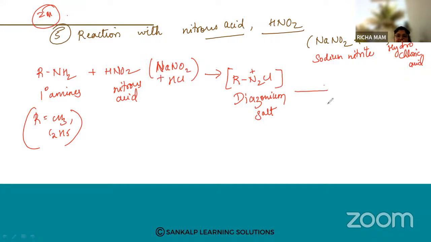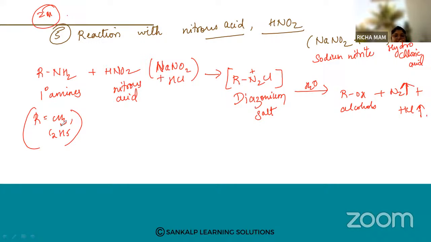This is the intermediate. We treat it with water. Then we get alcohols plus N2 gas plus HCl. So from primary amines, we can get alcohols by doing diazotization. This process is called the diazotization reaction. We take a primary amine, treat it with nitrous acid, and get a diazonium salt. Upon hydration, we get alcohols, nitrogen gas is liberated, and HCl is also liberated.